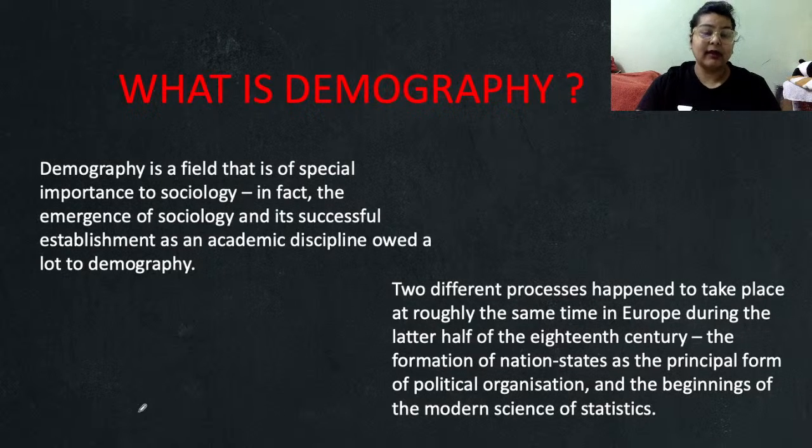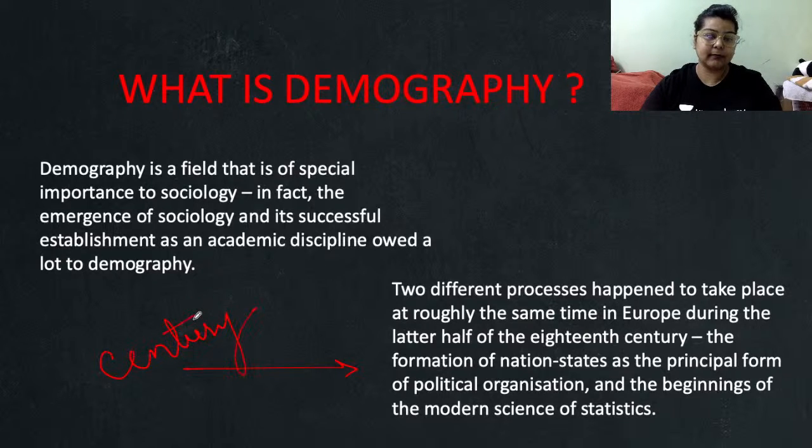Okay, moving back, demography is basically a field of the social importance of sociology. Why? Because it has also successfully established itself as a discipline, an academic discipline, as I told you. Two different processes happened to take place at roughly the same time in Europe during colonialism, during the later half of the 18th century. Please make sure you remember the centuries, because I am definitely sure this would be one confusing thing you'll be tossing around when the exams come. So make sure that early, later, you remember the centuries.